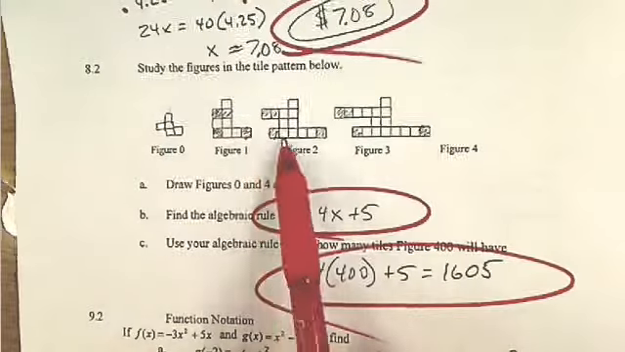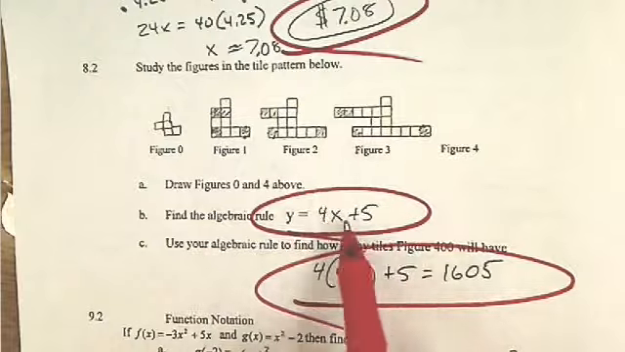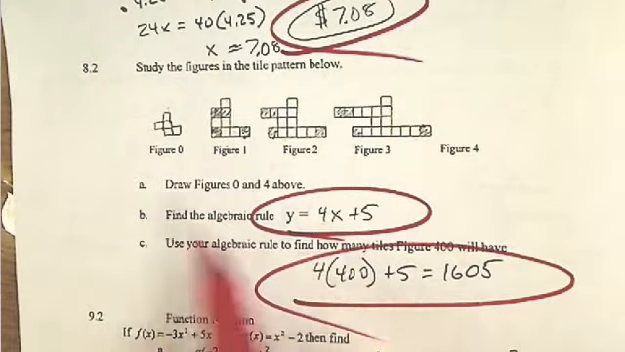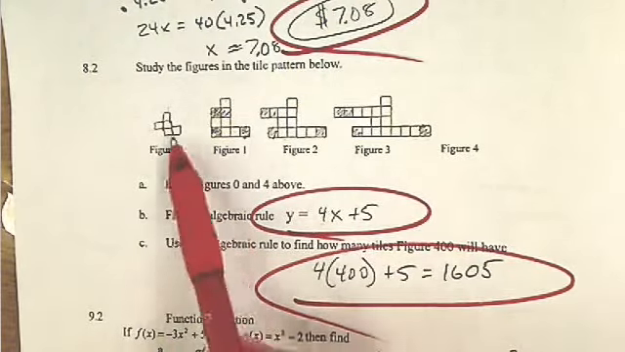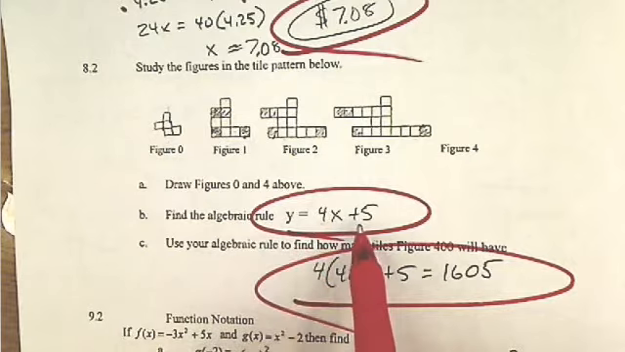It's changing by 4 each time. It's increasing by 4. That's why it's a 4x, and it started off with a 5. So there's your 4x plus 5.